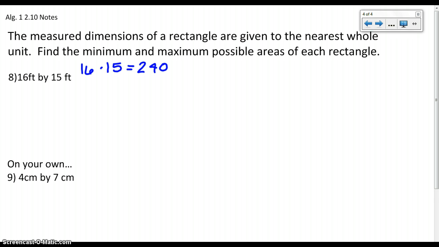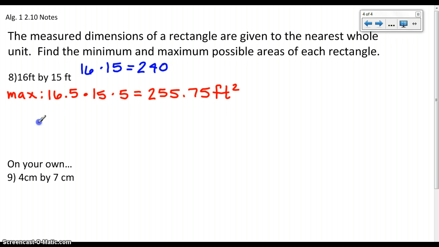So to find the maximum area, the maximum number that could have been rounded to 16 was 16.5. And then we're going to multiply that by the maximum number that could have been rounded to 15, which is 15.5. So 16.5 times 15.5 is 255.75. And we're going to put our units, and area is always squared, so it'd be feet squared.